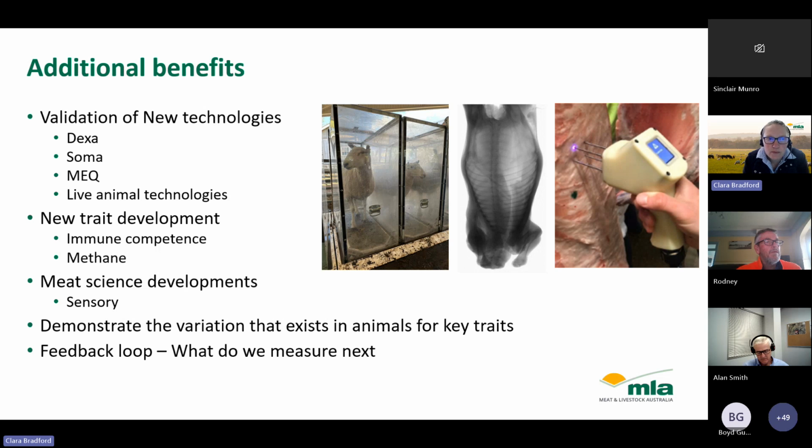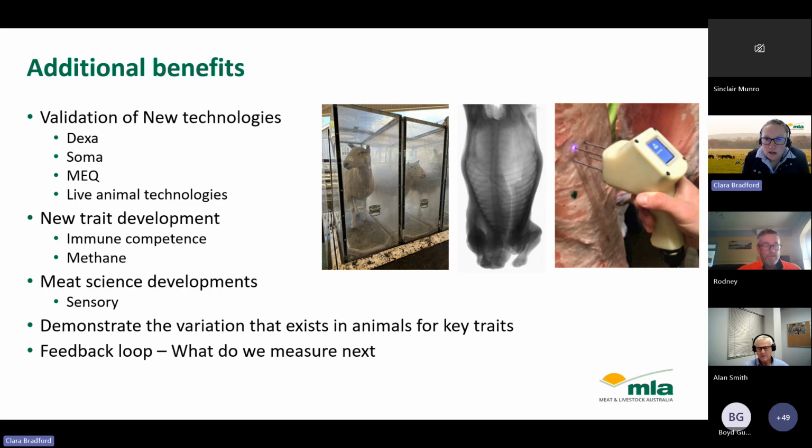I think the other important part about reference populations is that it also helps demonstrate the variation that exists within animals across traits. So in a defined population, we can actually really see what are the genetics that are out there for certain traits, and also determine whether or not a trait is worth selecting for because there is enough variation. So that's been really important throughout the process as well.